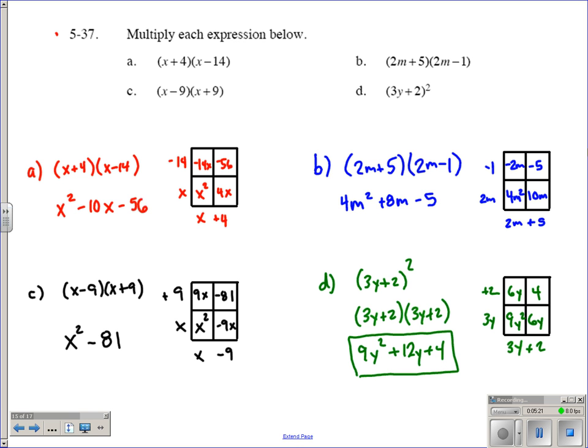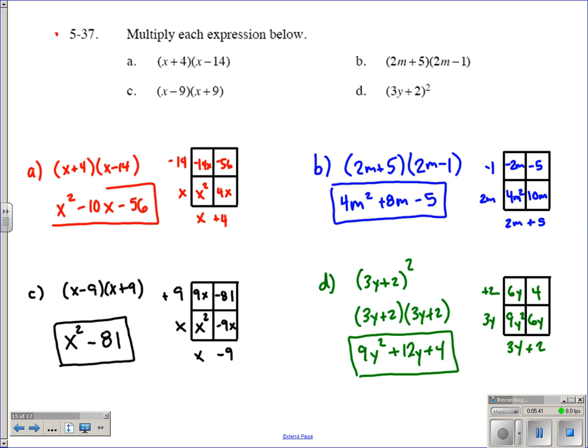Our answer for C, remember, was x squared minus 81. Our answer for B, 4m squared plus 8m minus 5. And last but not least here, A, we had x squared minus 10x minus 56.